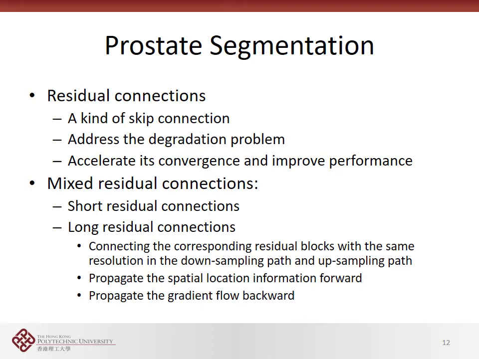On the other hand, the layers in the up sampling path can transmit gradient flow backward to the layers in the down sampling path. In other words, there is complementary information between the layers in the down sampling path and the up sampling path, so that we can take advantage of this complementary information to accelerate the convergence and improve the performance of the proposed model, and in such a case, improve the segmentation results.